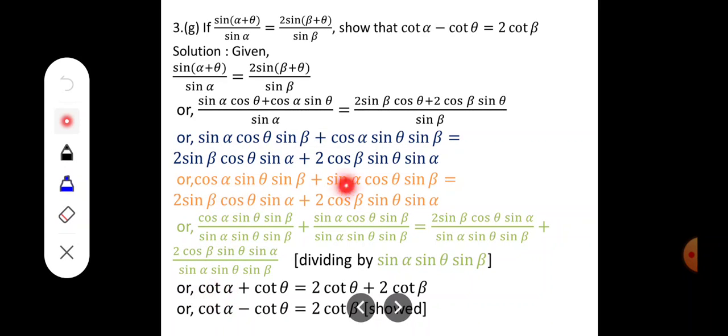And here, cancelling sin alpha and sin beta, we find only cos theta divided by sin theta, and this is equal to cot theta. And here, cancelling sin beta, sin alpha, cos theta divided by sin theta, and this is equal to cot theta. And here sin theta cancelling, sin alpha cancelling, we finally get cos beta divided by sin beta, and this is equal to 2 cot beta.